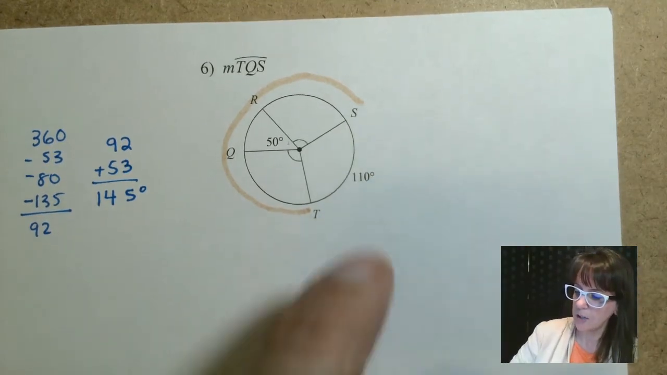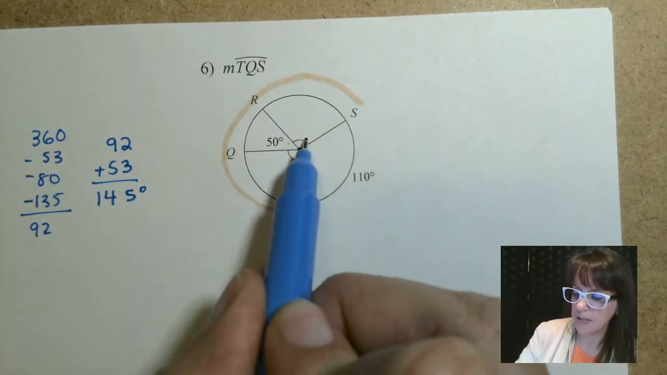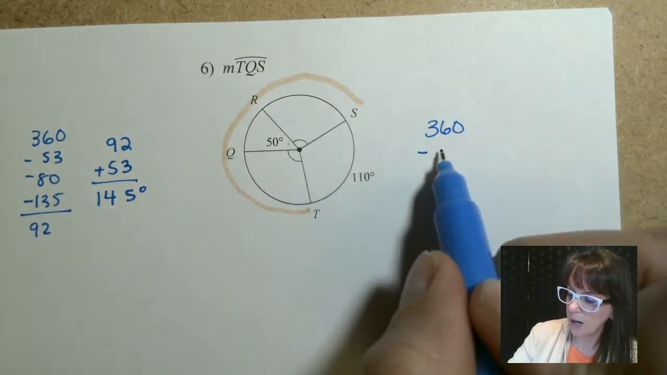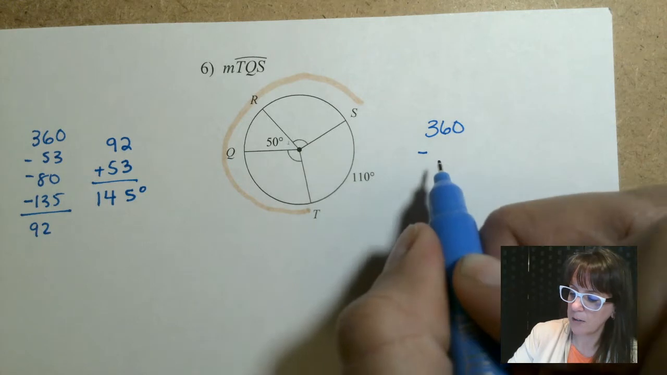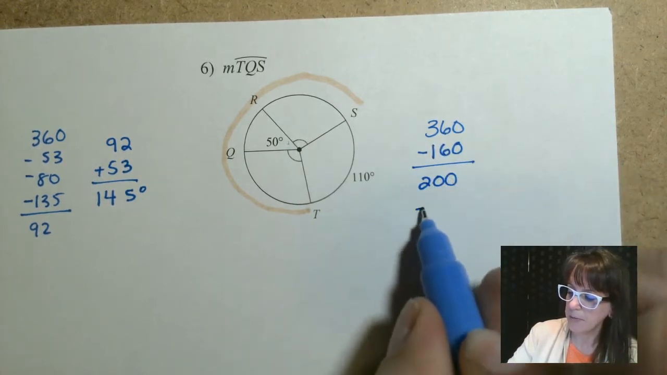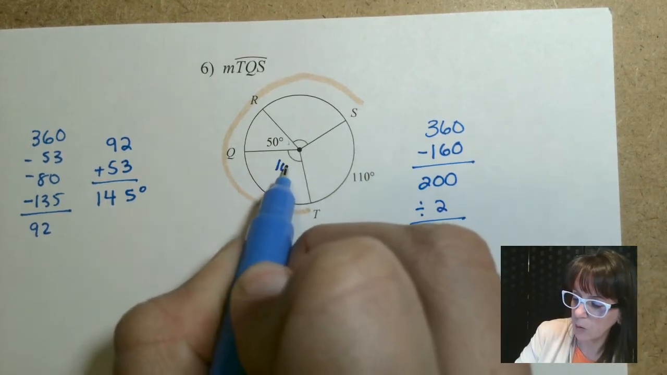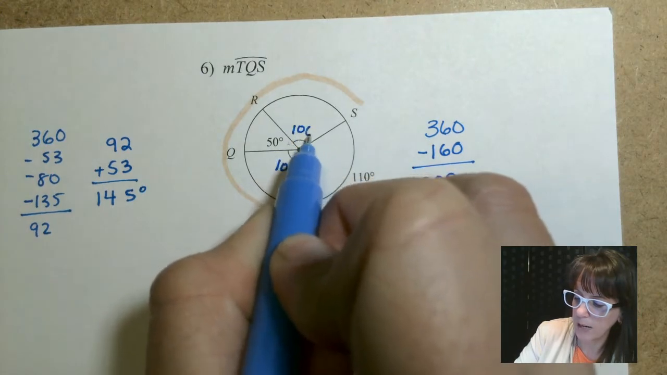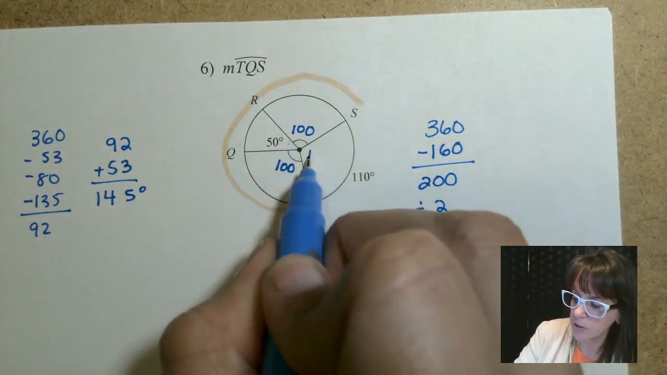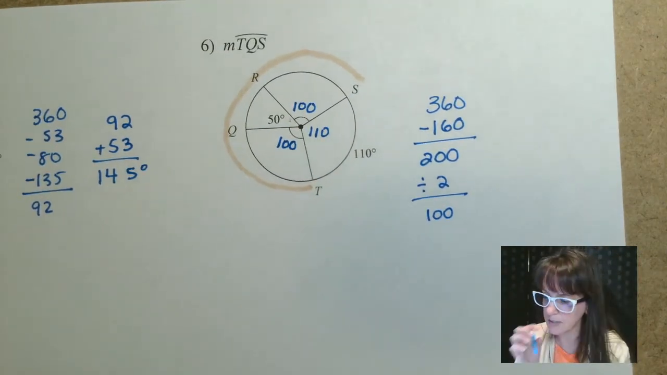Well, we know that this is 110 and this is 50. These two things are exactly alike because of the tick marks here. So if we have 360 and we minus 110 plus 50, which is 160, it gives us 200. And if we divide that by 2, we end up with 100. So for these to be congruent, they would have to both be 100, because 100 plus 100 plus 50 plus this guy right in here, which is 110, would give us 360 degrees.